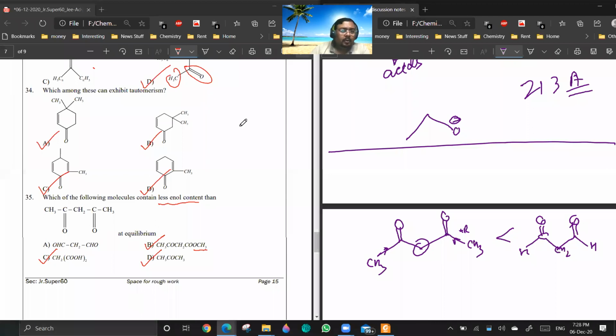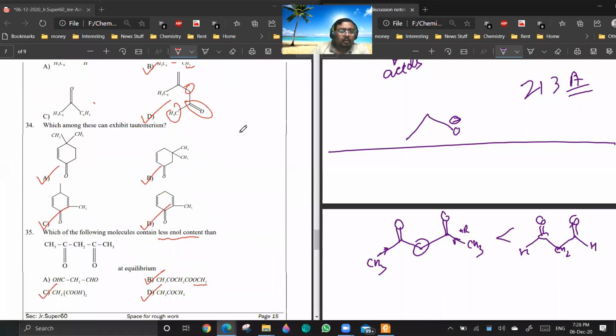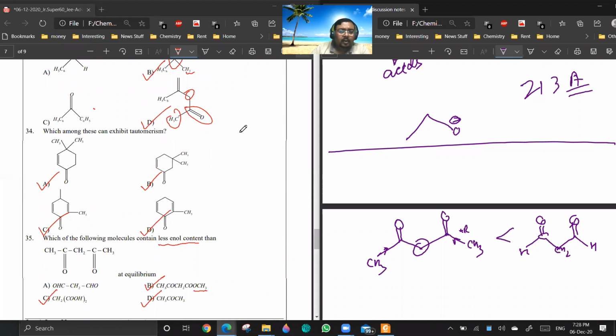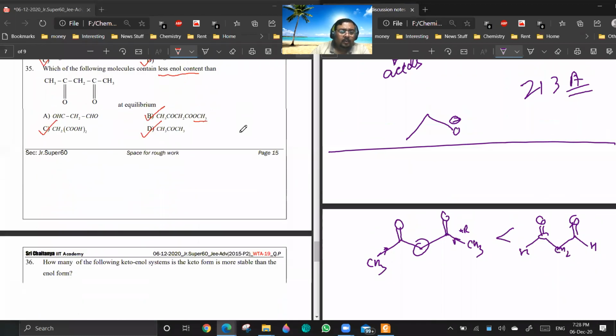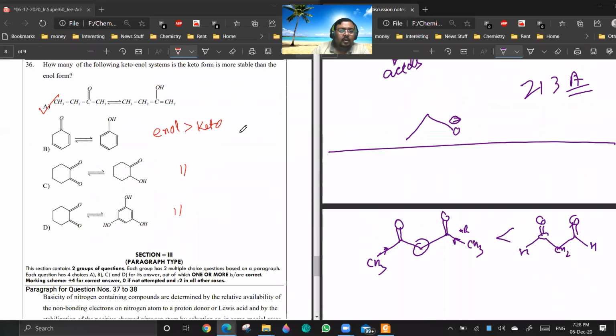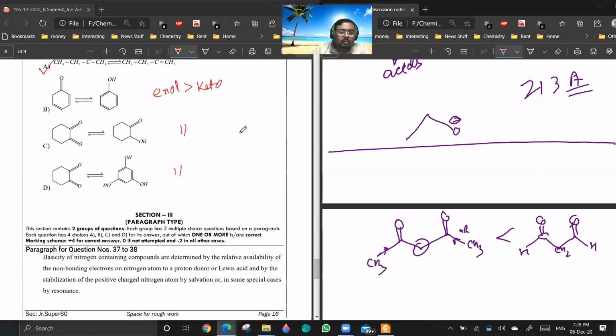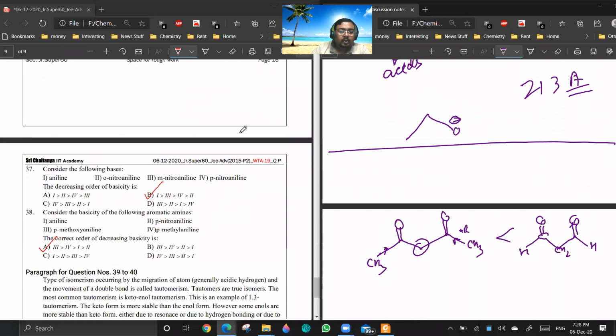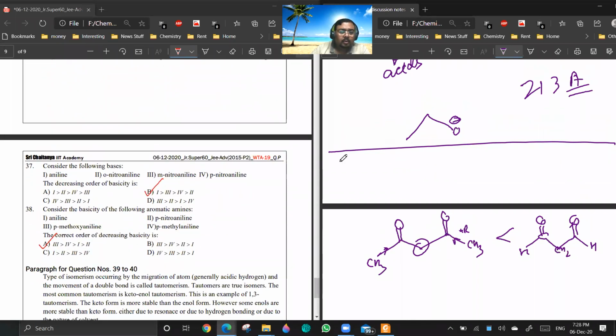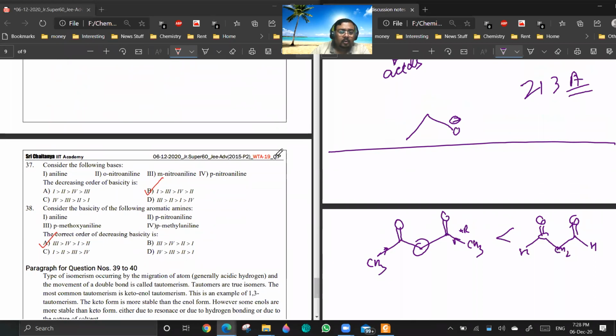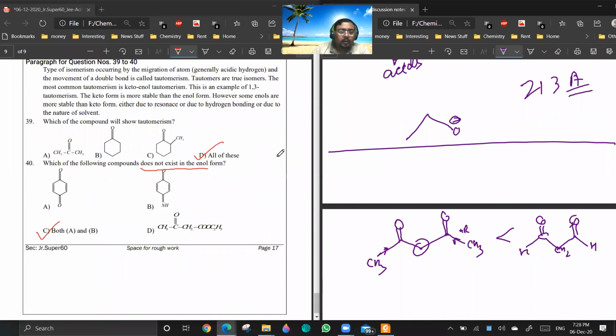Okay. Is 34 not out? No, alpha sp3 hydrogen. We have discussed enough questions on this. 36. 37, 38. No doubts? And 39, 40, just the chemistry part. No doubts. Okay.